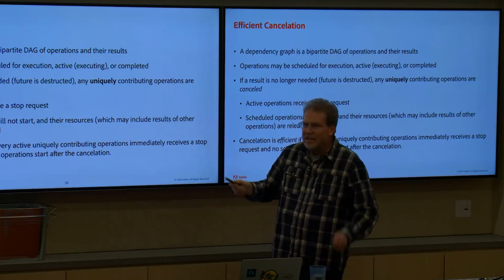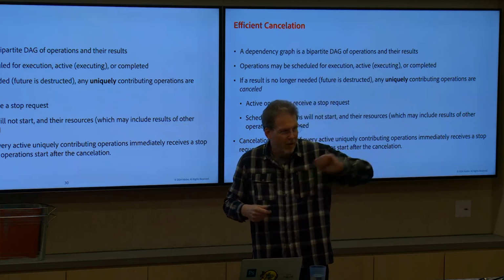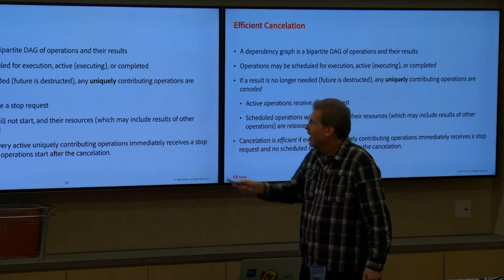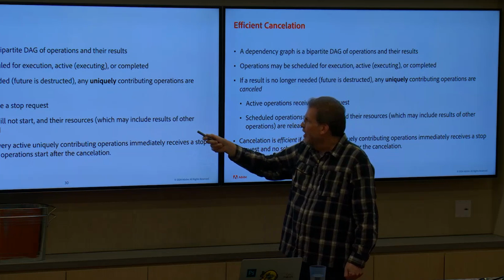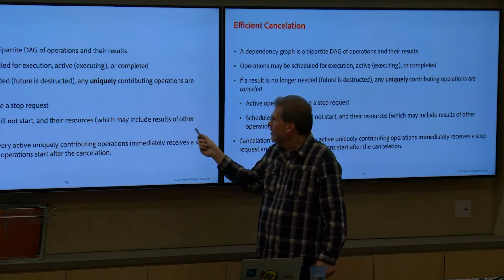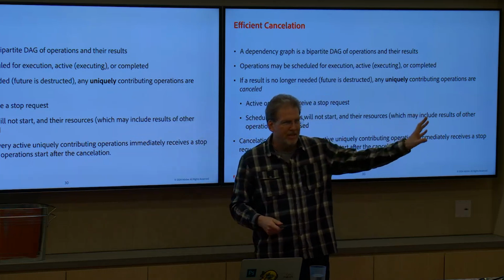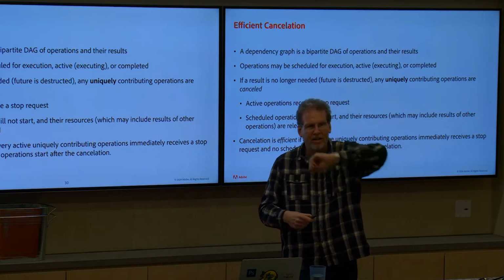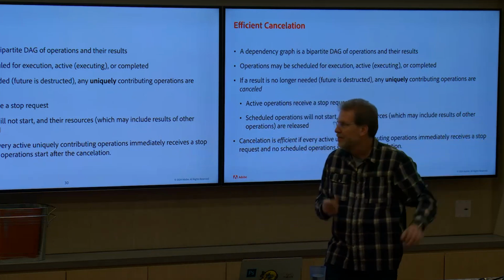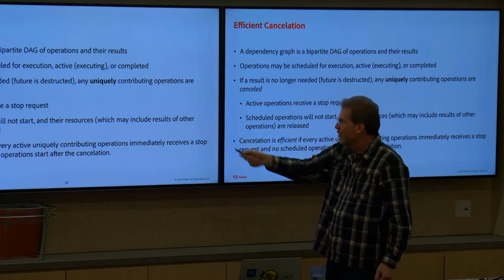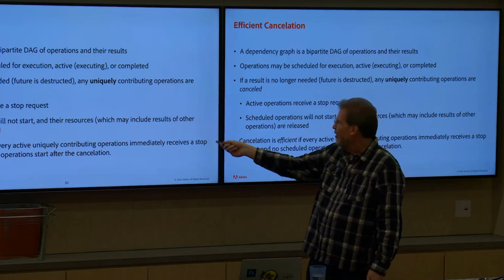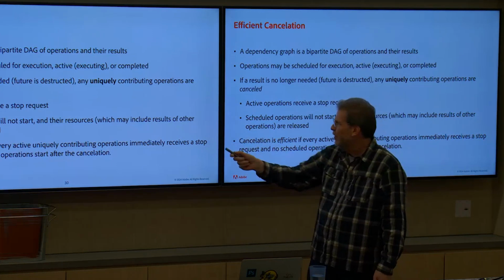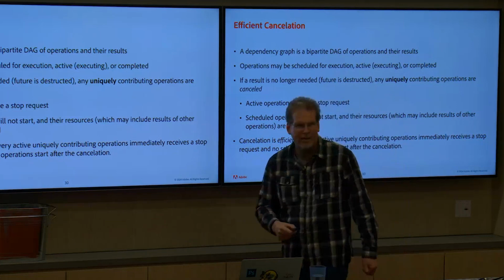Active operations receive a stop request, which means it's a voluntary please stop, and scheduled operations will not start, and their resources, which may include the results of other operations, are released. And you want that to happen immediately because those things could be holding on to other asynchronous operations. So cancellation is efficient if every active uniquely contributing operation immediately receives a stop request and no scheduled operations start after the cancellation.